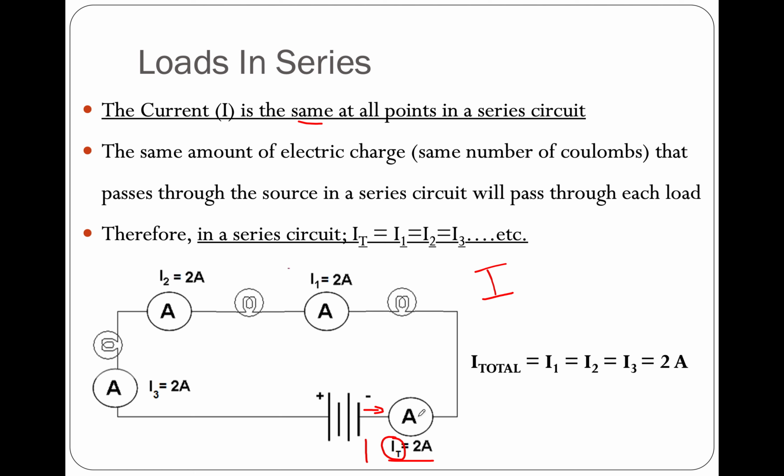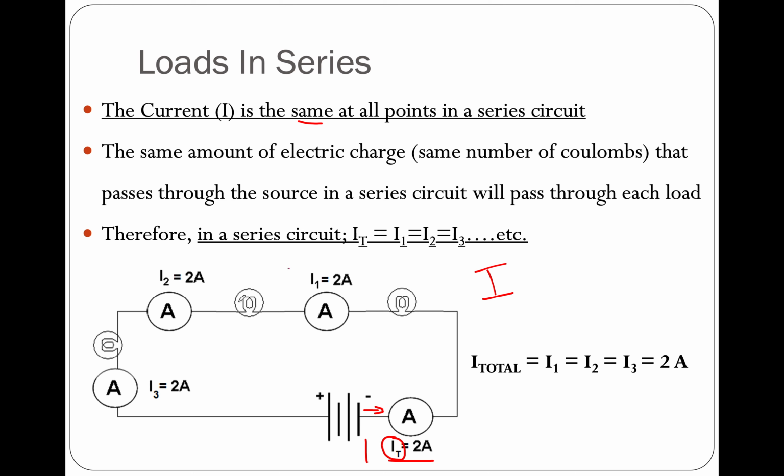Power going directly through this first ammeter gives us 2 amps. Electrons then move through and they go into this first load. And then once the electrons come out of this first load, this ammeter here is measuring the current at this point in the circuit, directly after this first load. What do we notice though? It's the exact same current that was coming out of the battery.